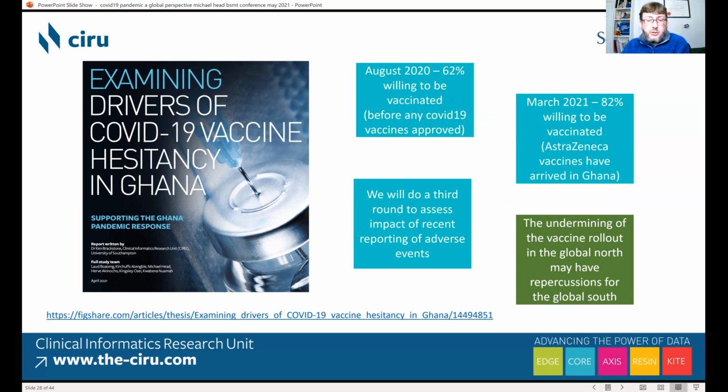And it may well have repercussions in the global south, who see us rejecting the vaccine to some or greater extent, and they therefore not wanting to have our cast-offs, have our duff products, if you will. So we need to be careful about this. It is a global problem. We need to treat it as such.